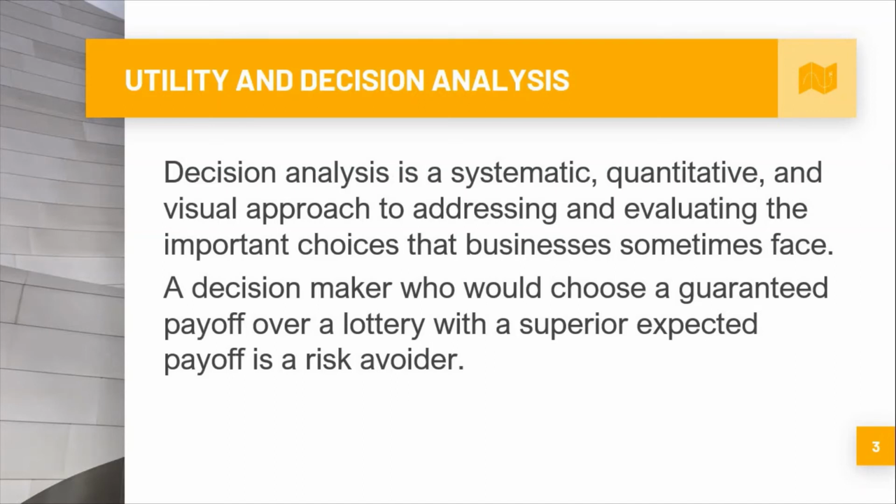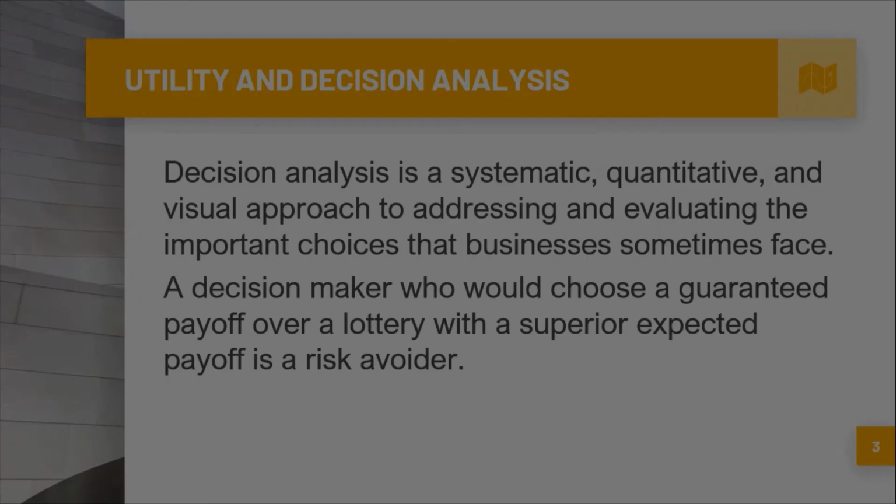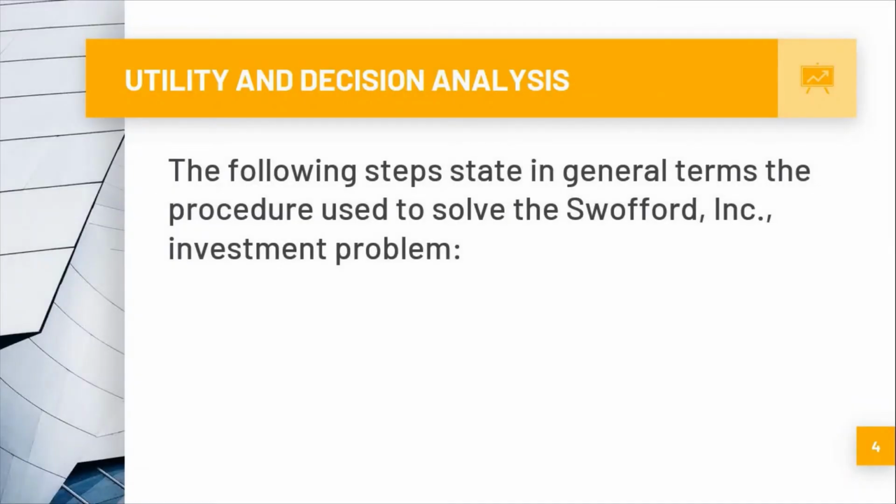A decision maker who would choose a guaranteed payoff over a lottery with a superior expected payoff is a risk avoider. Now, what is the connection between utility and decision analysis? If that assumption is accepted in utility theory, it can be used to predict or prescribe the choice that the decision maker will make or should make among the available alternatives. Now here are the following steps that state in general terms the procedures used to solve the software investment problem.